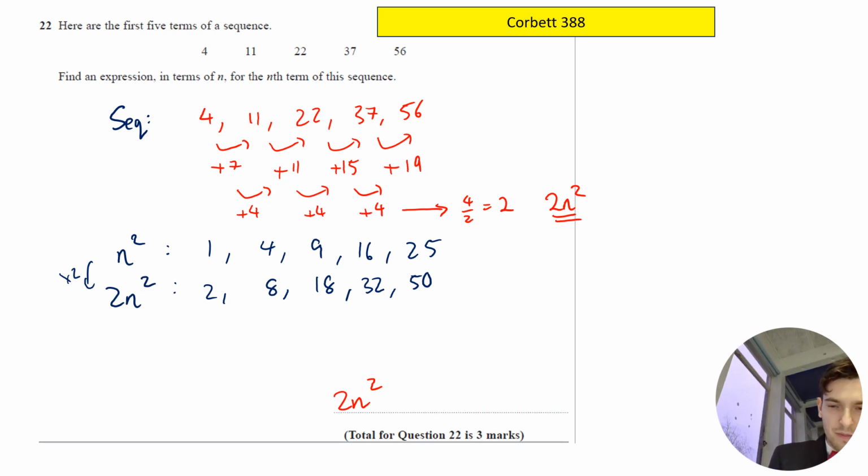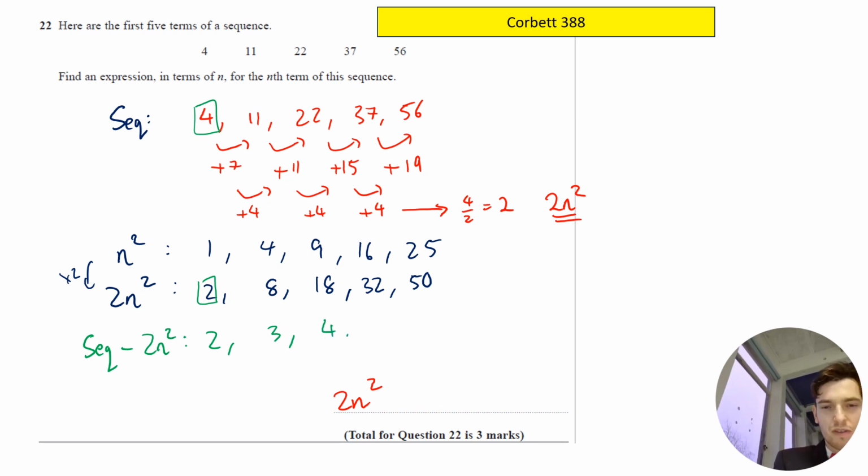Once I do that, my final step is to take my original sequence, subtract 2n squared. So I'm going to do 4 minus 2, which is 2, 11 minus 8, which is 3, 22 minus 18, which is 4, etc. And I need to find the nth term of this sequence. Well, it goes up in 1s, so it's just 1n.